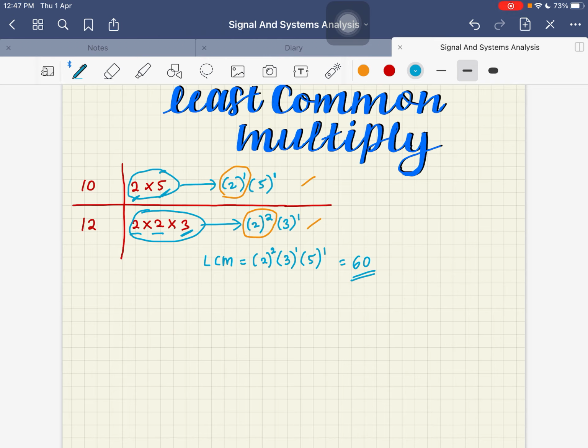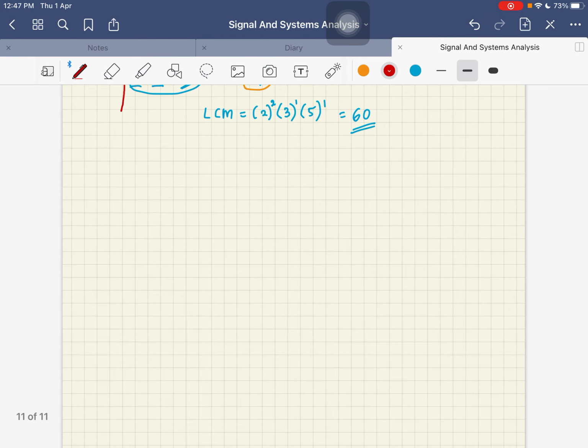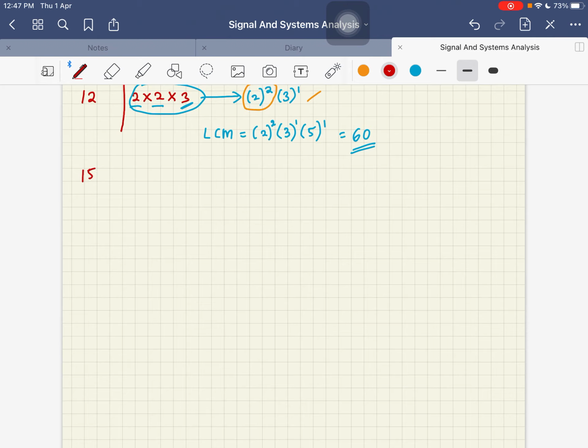Let's have a look at another example. Let's say I have 15 and 21. 15, if you reduce it to the prime factors, is 3 times 5. 21, what do we get? We know 7 times 3 is 21, right? 7 times 3 is 21, and both are prime numbers.